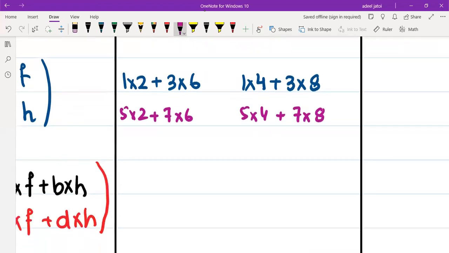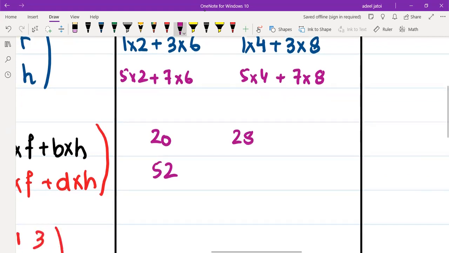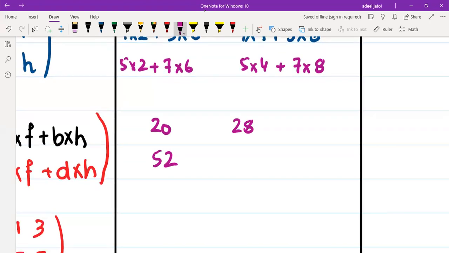2 into 1 is 2, then 18. So this should be 20 in total. 5 2s are 10, and 7 6s are 42. So this should be 52. 8 3s are 24, 24 plus 4 will be 28. Then we have 5 4s are 20, and this should be 56. So 76. Your matrix for BA is 20, 28, 52, 76.